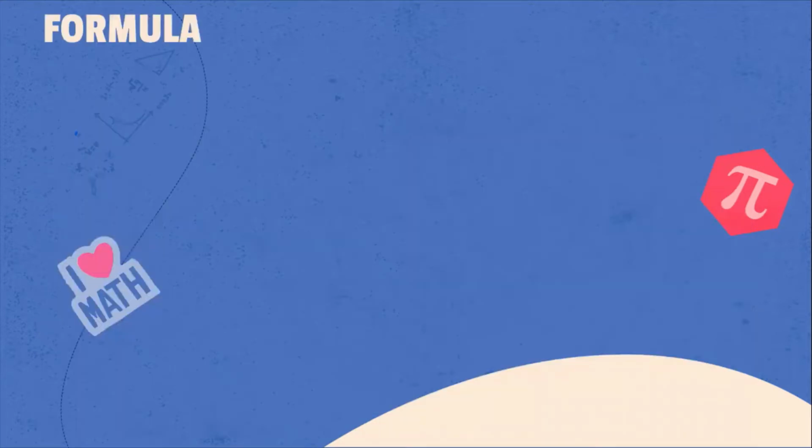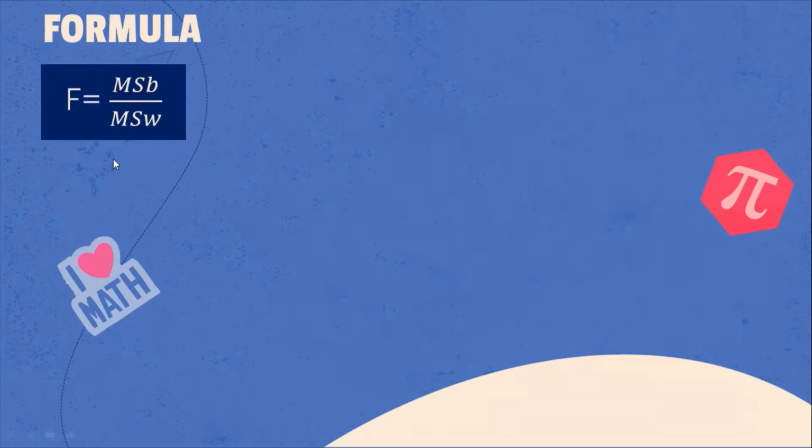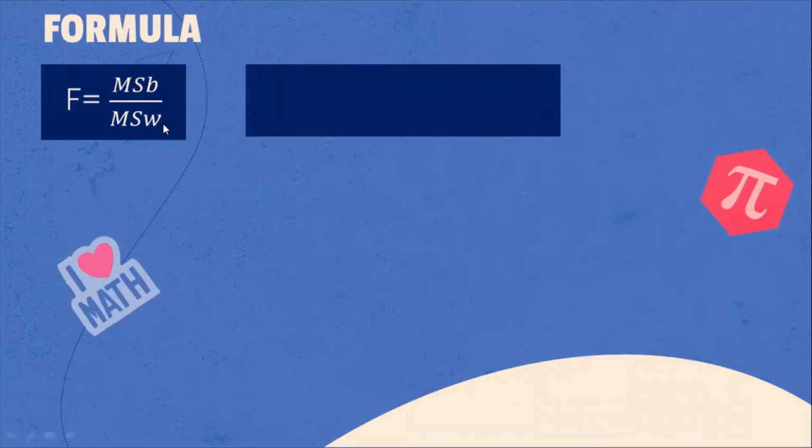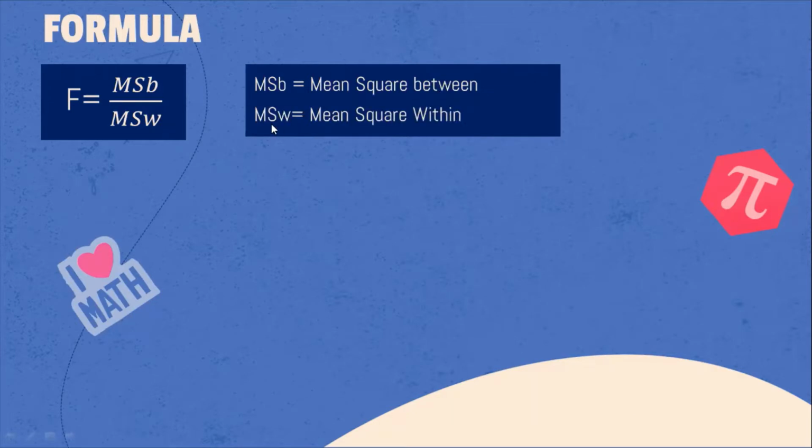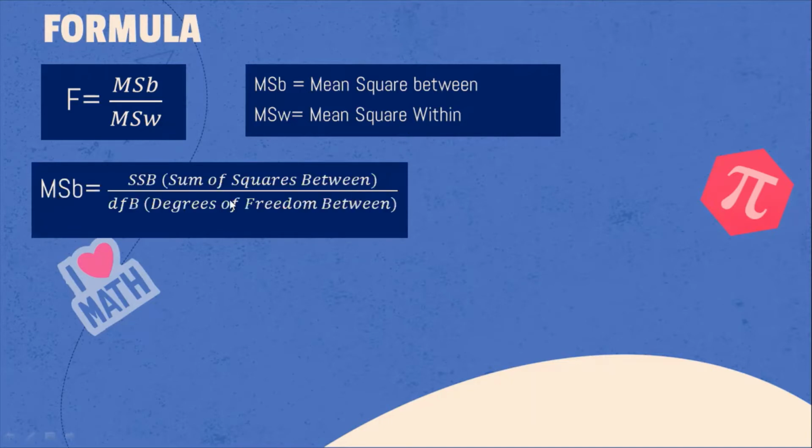What are the formulas to be followed in order for us to get the value of f-test? First one is F is equal to MSB over MSW, where MSB is equal to mean square between, and MSW is equal to mean square within. Next, in order for us to get the value of MSB, we need to divide the sum of squares between or SSB over the degrees of freedom between or DFB.